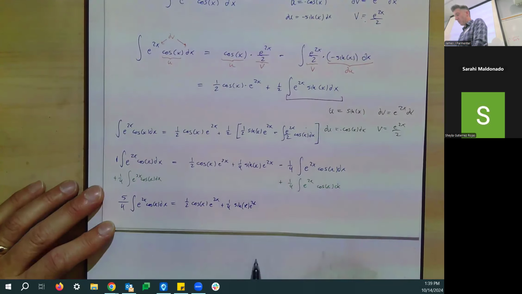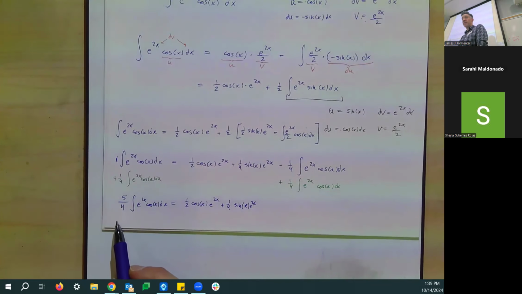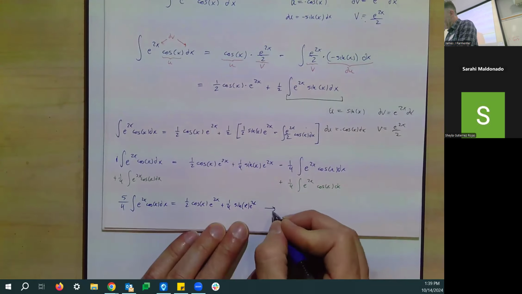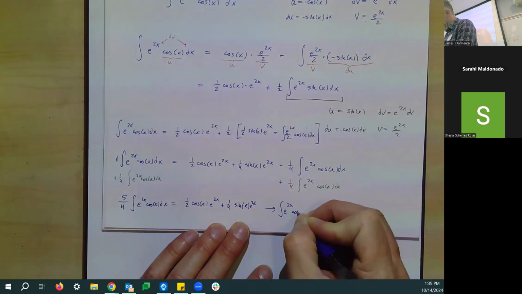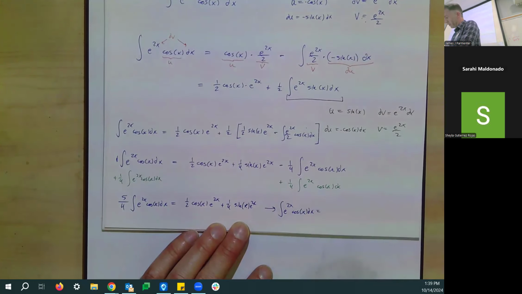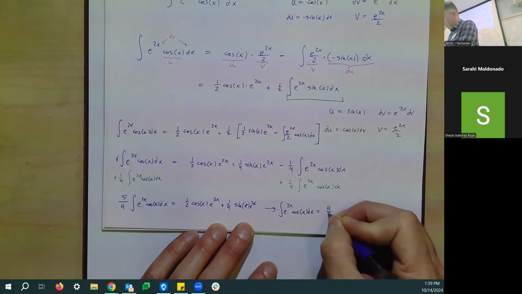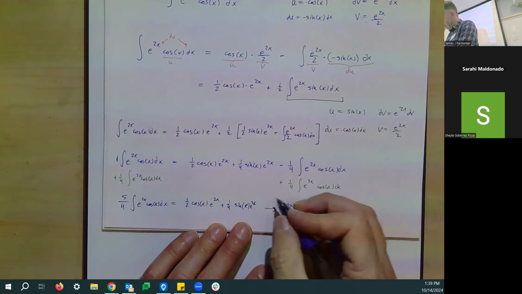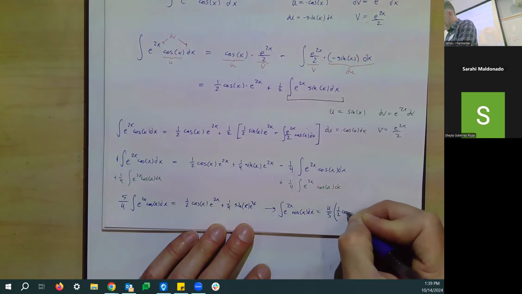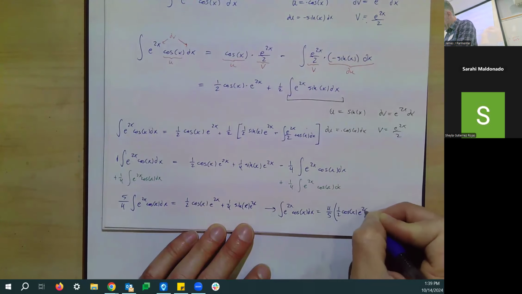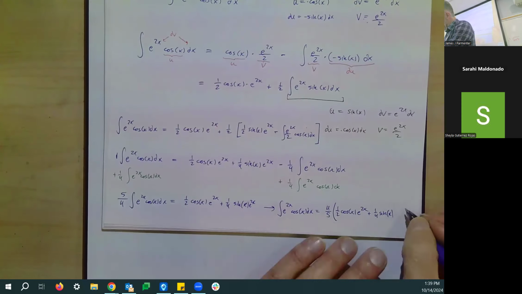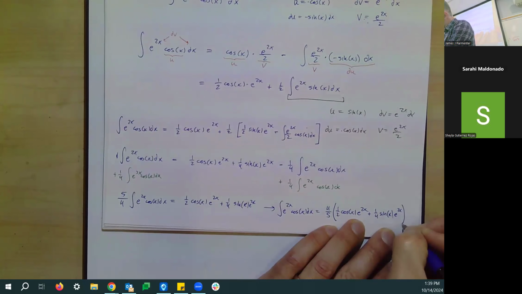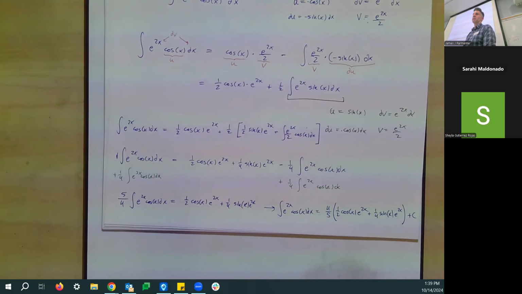And then finally, we multiply both sides by 4/5 to end up getting that our integral of e to the 2x cosine of x dx is equal to 4/5 times all of that. 1/2 cosine of x e to the 2x plus 1/4 sine of x e to the 2x plus c. Kind of gnarly.